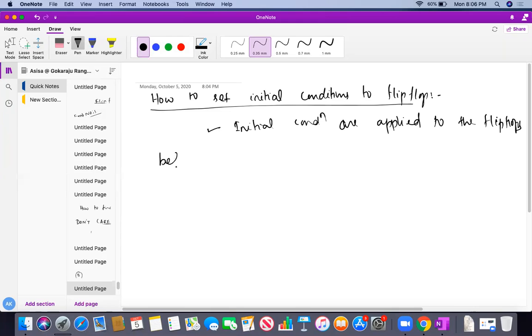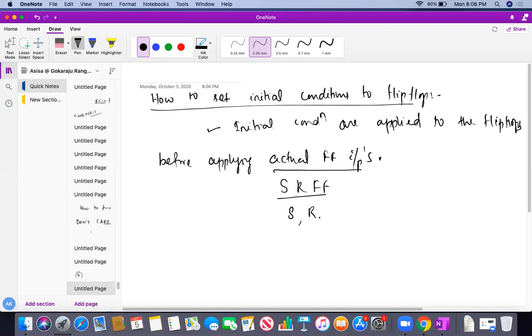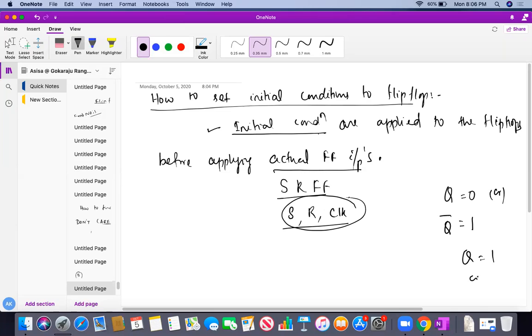Initial conditions are applied before applying the actual flip-flop inputs. Now the question is, what are the actual flip-flop inputs? If we take an SR flip-flop, the actual inputs are S, R, and clock. Am I correct? Before application of these, we have certain initial conditions to get the initial state of the flip-flop: Q equal to 0 or Q equal to 1, or Q bar equal to 0.